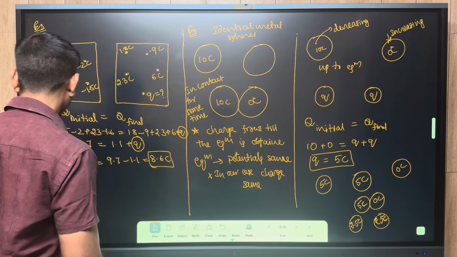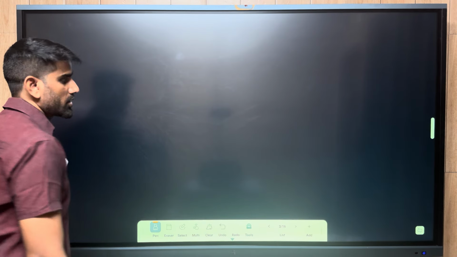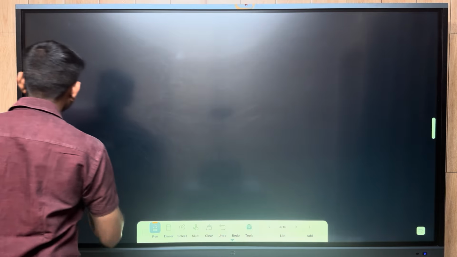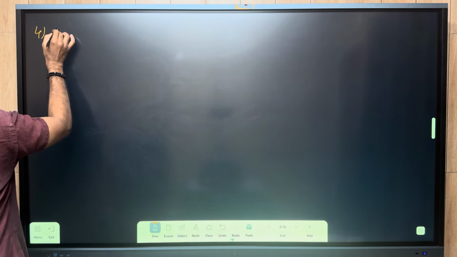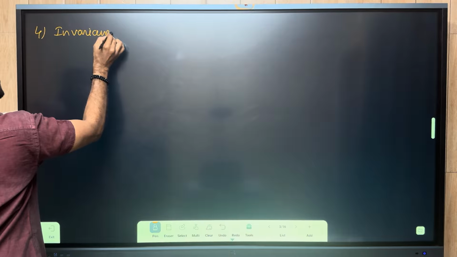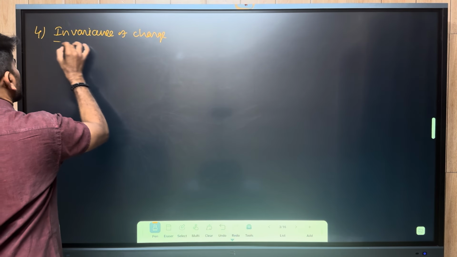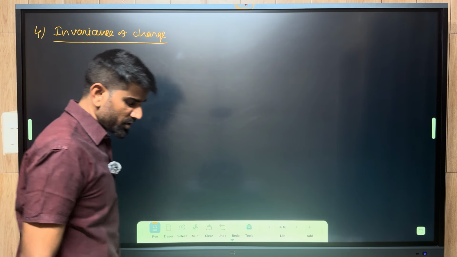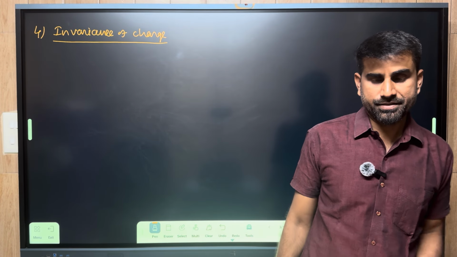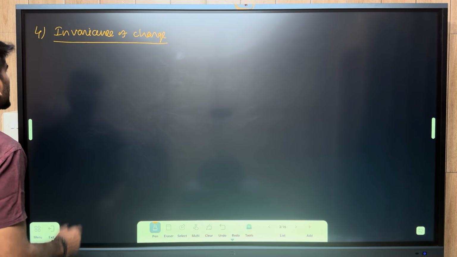I'm going to take the entire screen off. Clear? Okay, now the fourth one, invariance of charge. What do you mean by invariance? Invariance means charge does not change. So there are 2 points which I am going to tell you right away.